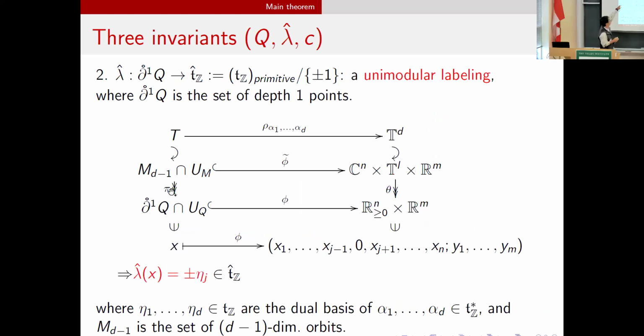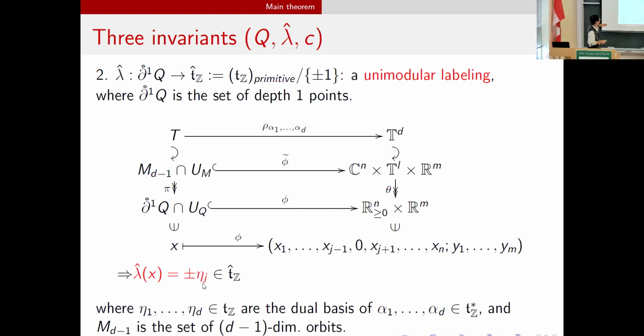And so this M_{d-1} is a depth 1 point of the manifold with corners Q. Then this is a depth 1 point. So there is a map from this point to the standard chart, R_{\geq 0} times R^{m}, and there is a unique coordinate, we call it the j-th coordinate, which is 0. Then we assign the value of the unimodular labeling as plus or minus eta_j.